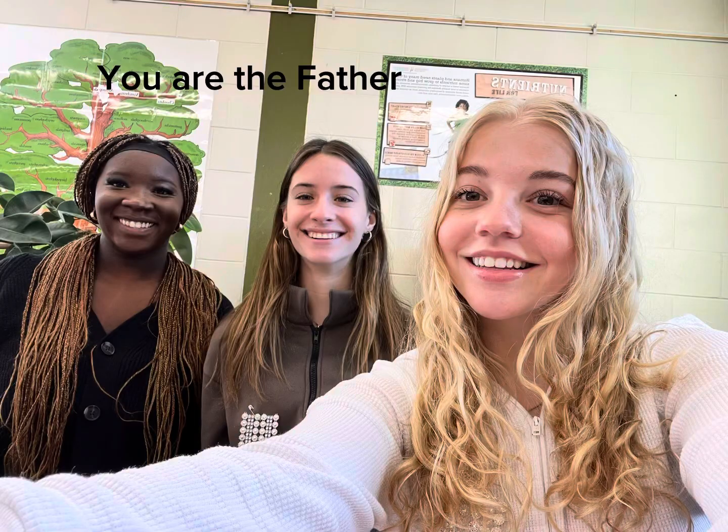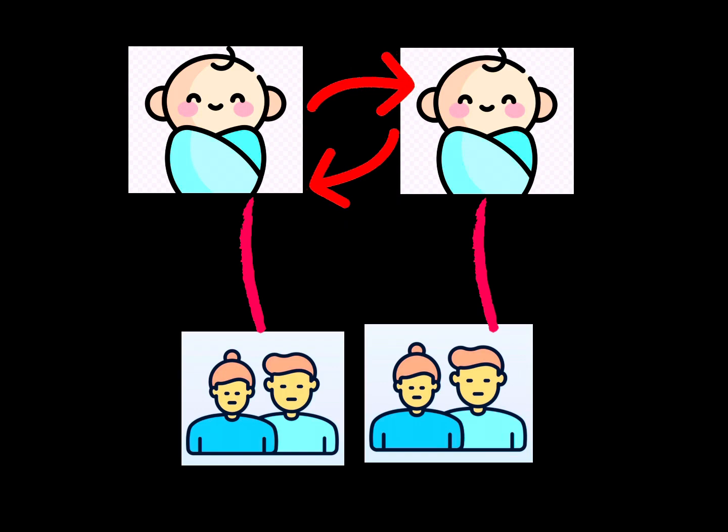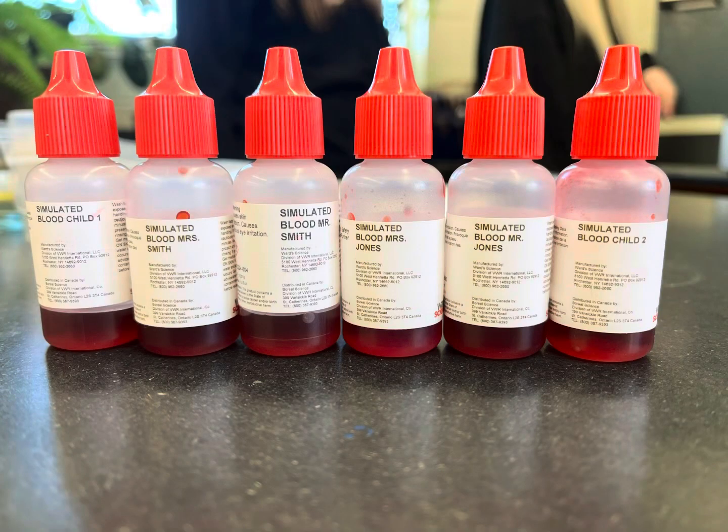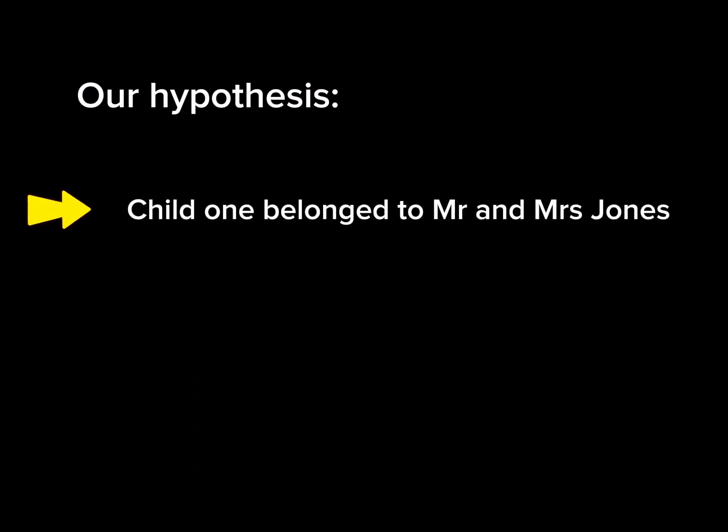The purpose of our project was to distinguish two children and declare their biological parents as they were switched at birth. In order to do this, we took blood samples from both Mr. and Mrs. Jones, as well as Mr. and Mrs. Smith, along with both children. Our hypothesis was decided by random as we had no indicators to help guide us. Our hypothesis is that child 1 would belong to the Jones family and that child 2 would belong to the Smith family.